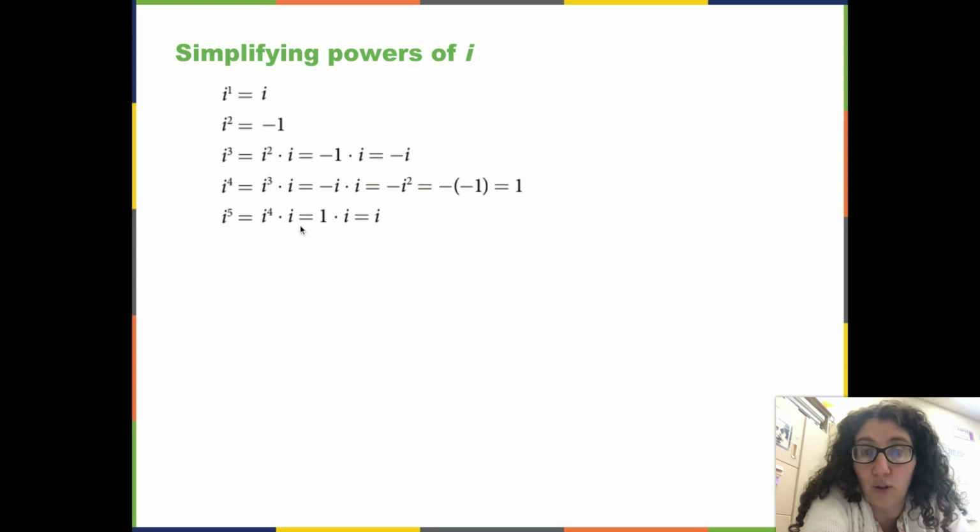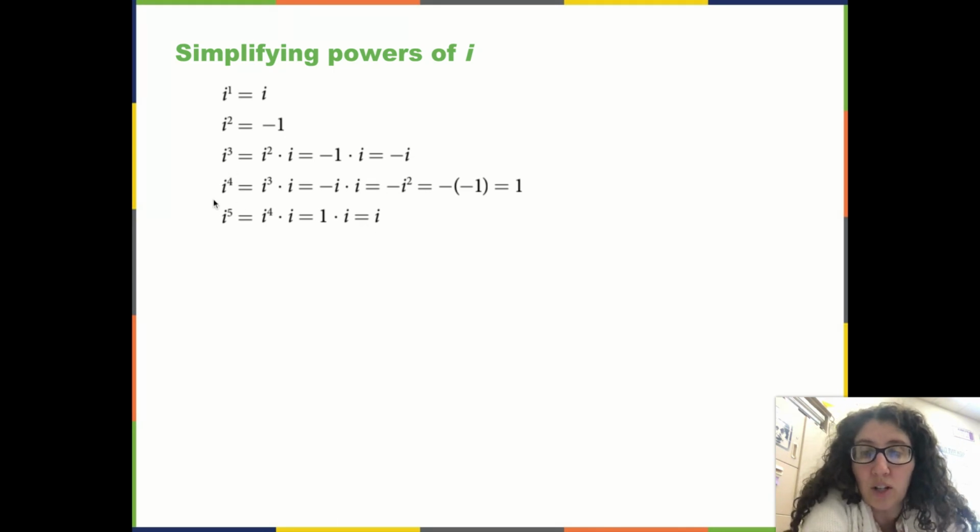Maybe I should have revealed this earlier. Right, so i to the first power is just i, i squared is negative 1. i cubed we can write as i squared times i, so that becomes negative i. i to the fourth, we could think of that as i cubed times i, so negative i times i, negative i squared, negative negative 1, which is just positive 1. And then i to the fifth, we can write as i to the fourth times i, 1 times i, which is just i. And it's going to cycle through, it's cyclic. So then i to the sixth is going to be negative 1, i to the seventh is going to be negative i, i to the eighth is going to be 1, i to the ninth is going to be i.